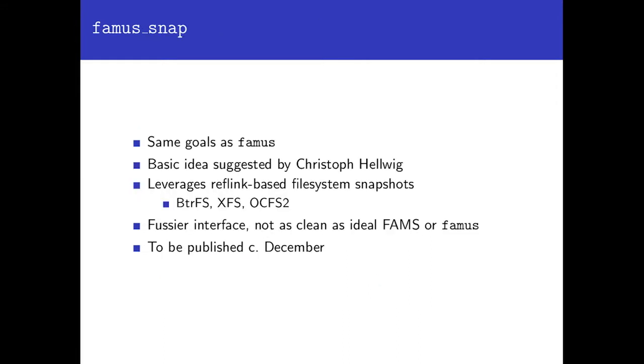Now, there's a variation of FAMOUS called FAMOUS Snap that has mostly the same goals, but it's based on an idea that Christoph suggested a couple months ago. It leverages efficient reflink-based file snapshots in certain file systems, including Btrfs, XFS, OCFS2. So it only runs on one of those file systems. The interface of FAMOUS Snap is not as clean as classic failure atomic msync or as the interface to FAMOUS, which is a problem. Before the end of the year, I intend to release this and publish it.